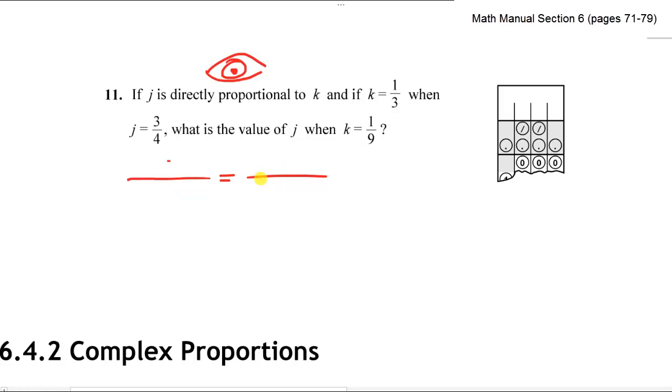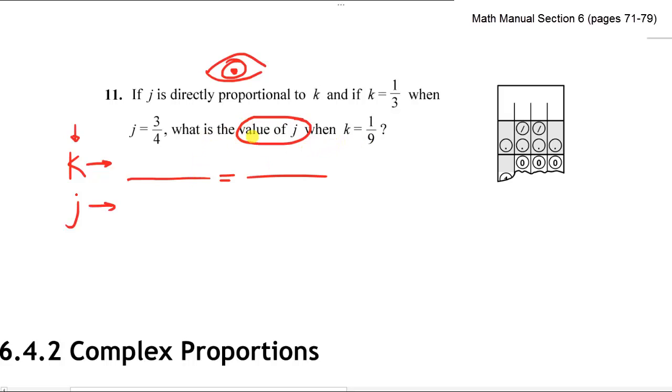What I'm going to do here, since I don't have any units to speak of, is put my K's in my numerators and my J's in the denominators. And I'm actually going to write this over here, my K and then an arrow, my J and then an arrow, so that I know where my J's and K's are going. So they want the value of J when K is 1/9.